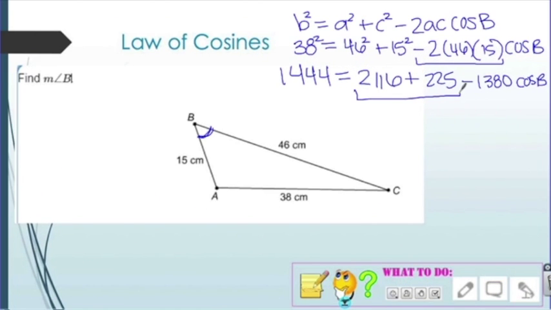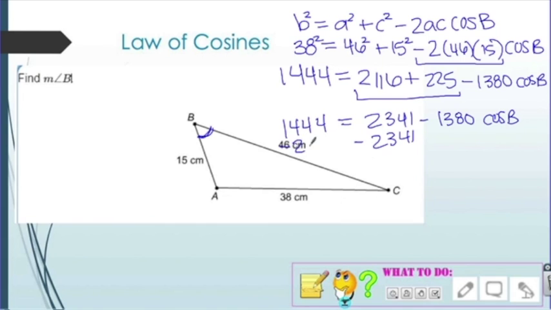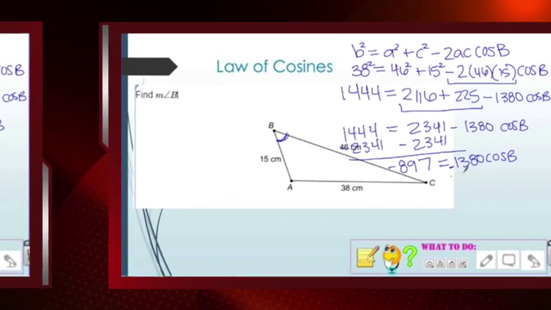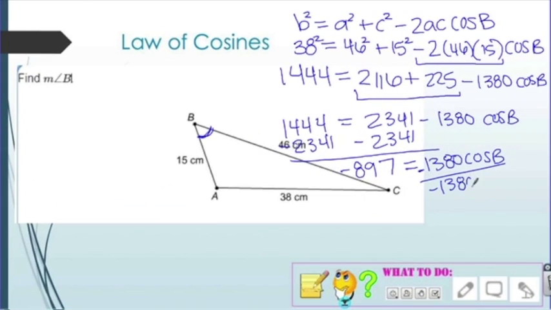So now I'm going to combine like terms right here. 2,116 plus 225 is going to give me 2,341. I'm going to subtract 2,341 from each side. Then I get negative 897. I'm going to divide by negative 1,380. And I will get a positive 0.65 for the cosine of B.